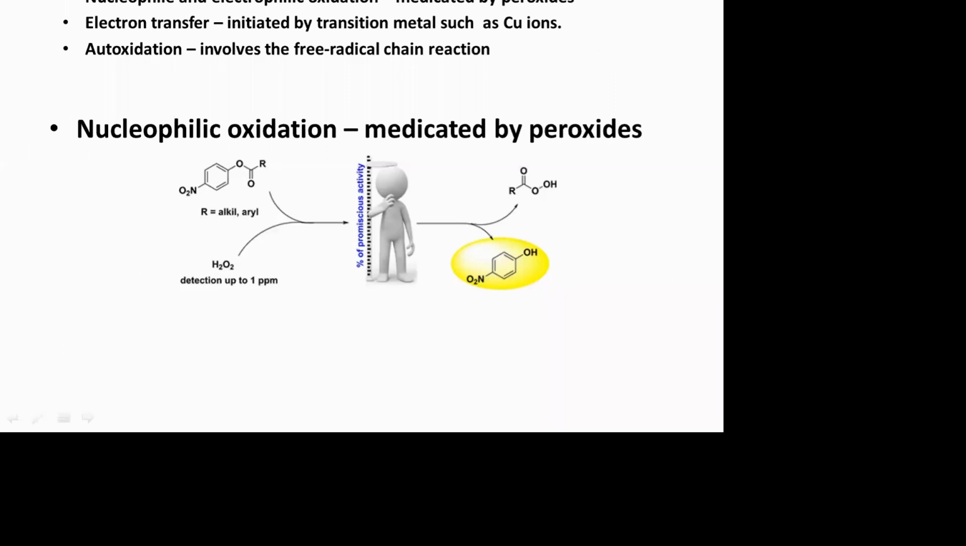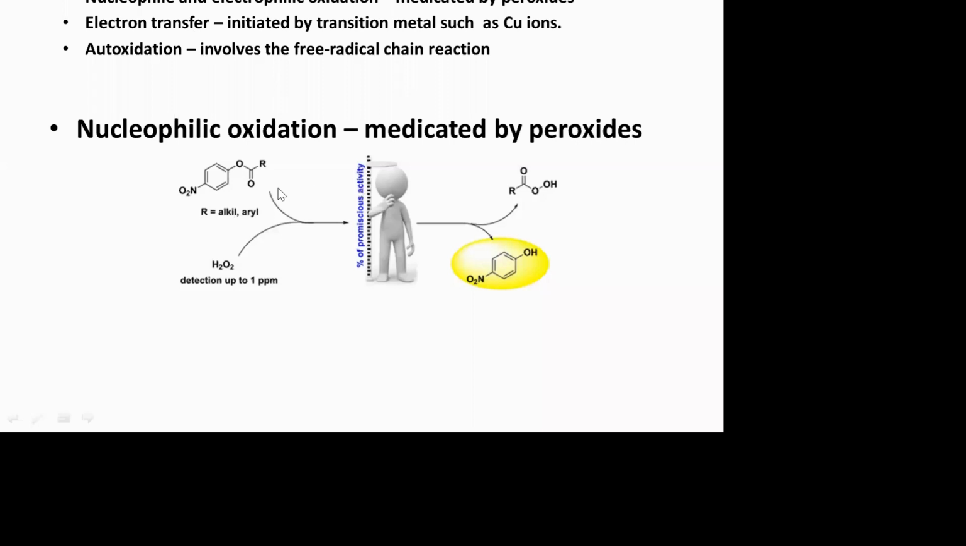And what are the major reactions in this oxidative degradation? The major reactions are nucleophilic and electrophilic oxidation, electron transport that is initiated by metals such as copper, and auto-oxidation, that is, the molecule itself oxidizes, the molecule itself undergoes the reaction. That is auto-oxidation.